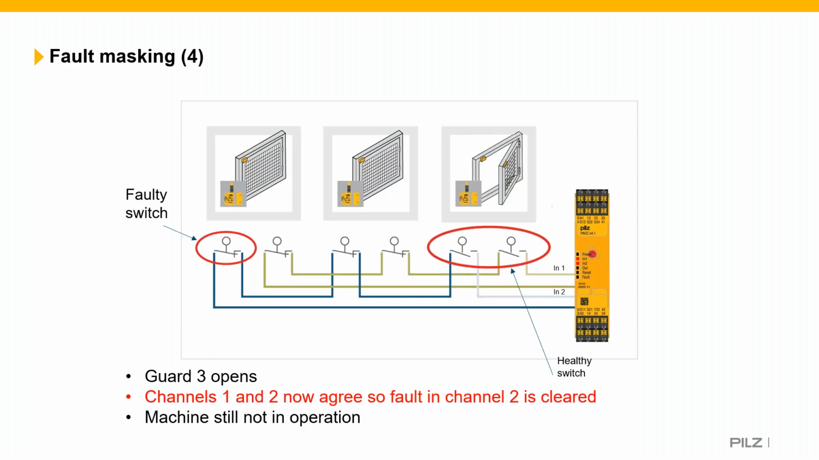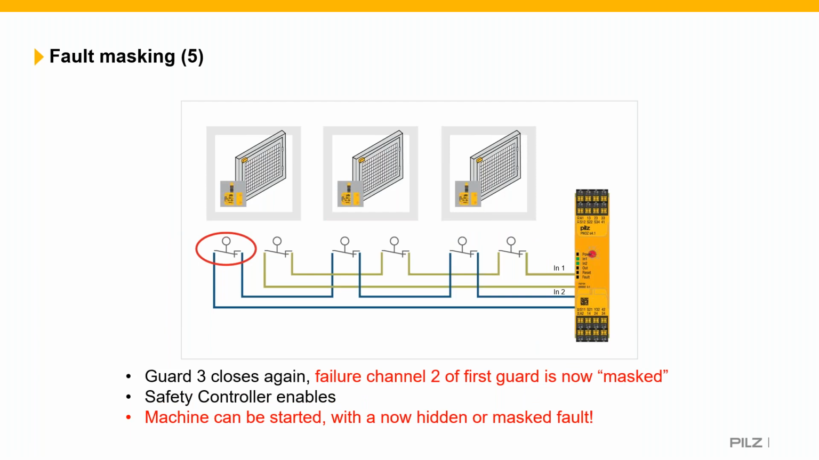Due to time pressure, or because the operator might know how to overcome the guard 1 issue from prior experience but not necessarily understand the safety repercussions, the operator goes to guard number 3 and opens it. When they do this, channels 1 and 2 both open, which is what the safety relay is looking for, and it thinks the fault is cleared. The machine at this point is still not in operation. So guard 3 is now closed. The channel 2 fault on guard 1 is now masked. The safety controller is enabled. The machine can be started with the masked fault hidden.